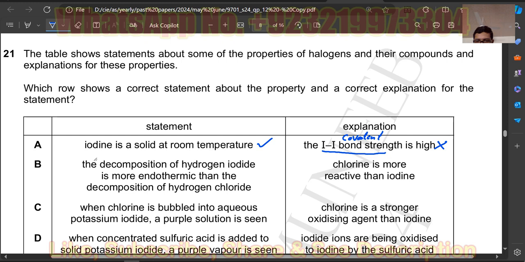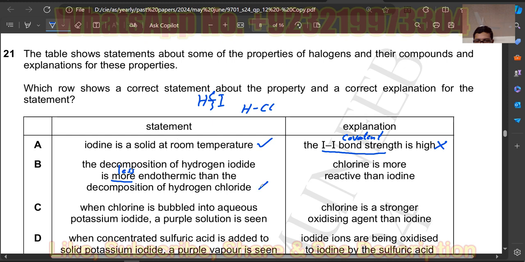Then option B: the decomposition of hydrogen iodide is more endothermic than the decomposition of hydrogen chloride. Now it is incorrect because hydrogen iodide has a larger iodine atom, whereas hydrogen chloride has a smaller atom of chlorine, and because of that the breaking of hydrogen iodide is easier. It should be less endothermic, because it is easier to break the bond of hydrogen iodide since iodine has a large radius.